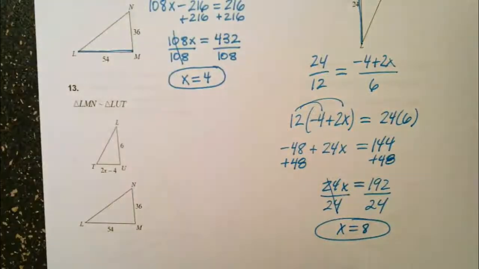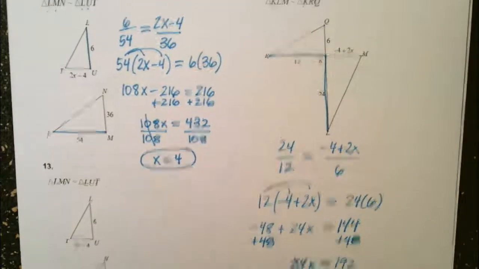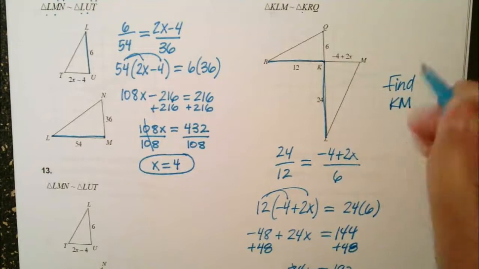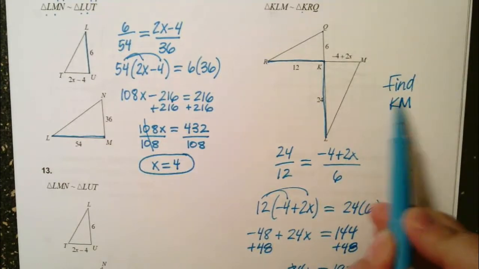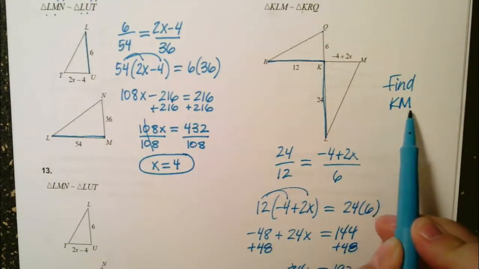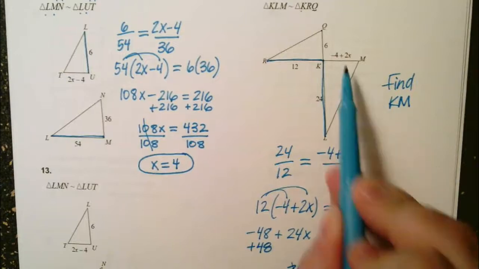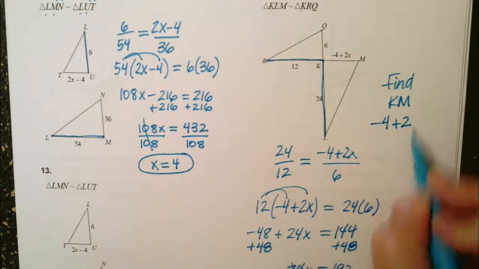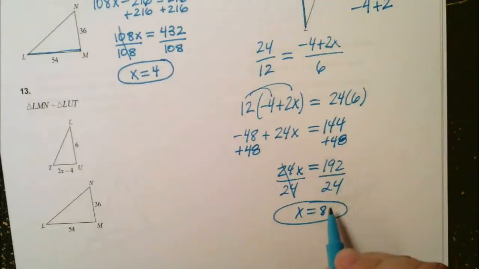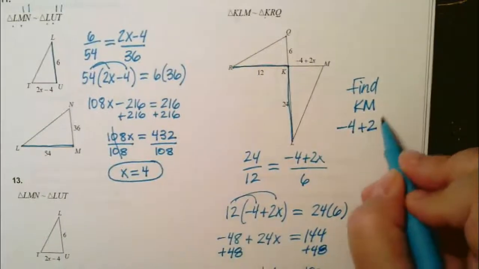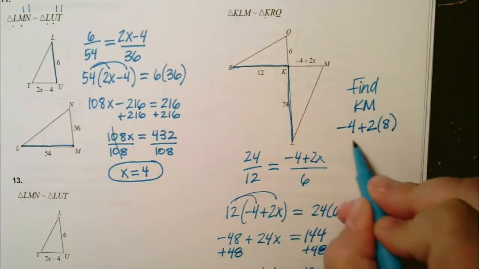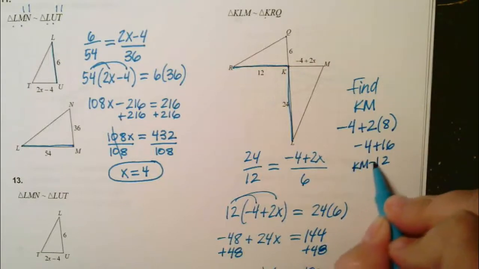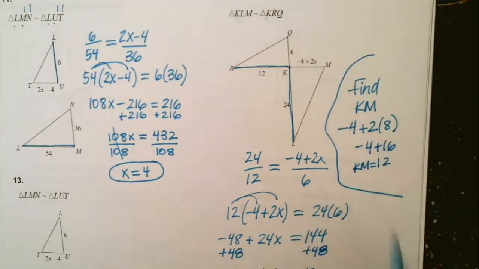They didn't ask me to go back and plug in. If it had said like, find KM, remember that a segment name with nothing over the top means the length of segment KM. So I would have to go back up here and say, well, let's plug in negative 4 plus 2 times x. X is 8. So that's what I'm going to put here. And then negative 4 plus 16 is 12. So KM is 12. That's what I would do if they had asked me to do that.